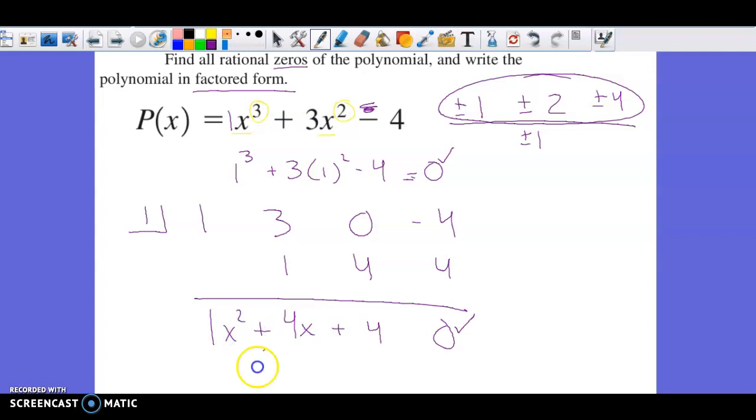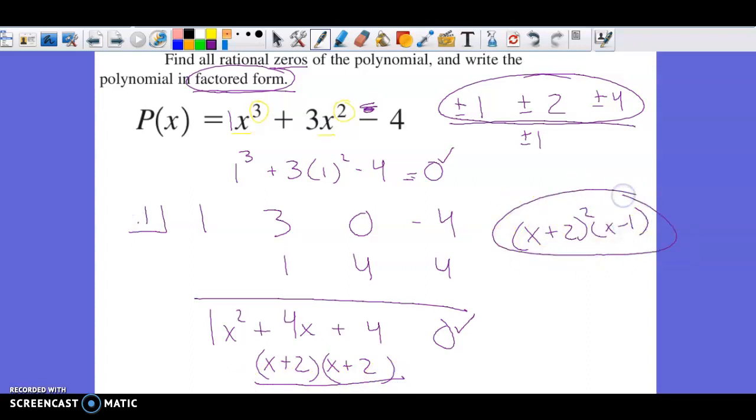Just like I did with the last one, I'm going to factor this. What can I multiply to get 4, and what can I add to get 4? 2 and 2. So the completely factored form of this is x plus 2 squared, because there were 2 of them. And then if 1 is a 0, x minus 1 is a factor. So make sure you go to the next video to finish our notes.